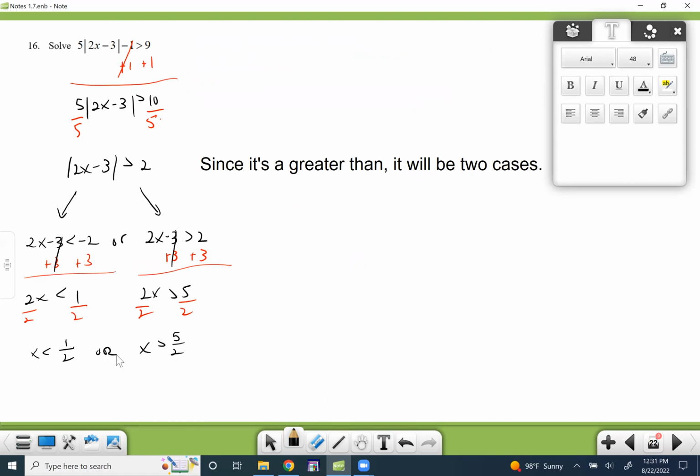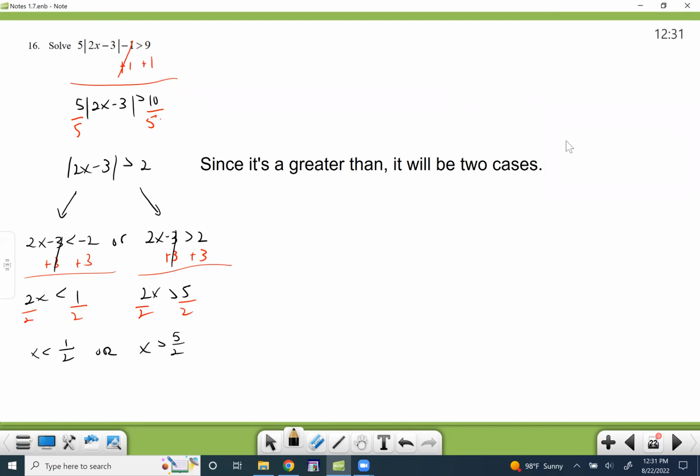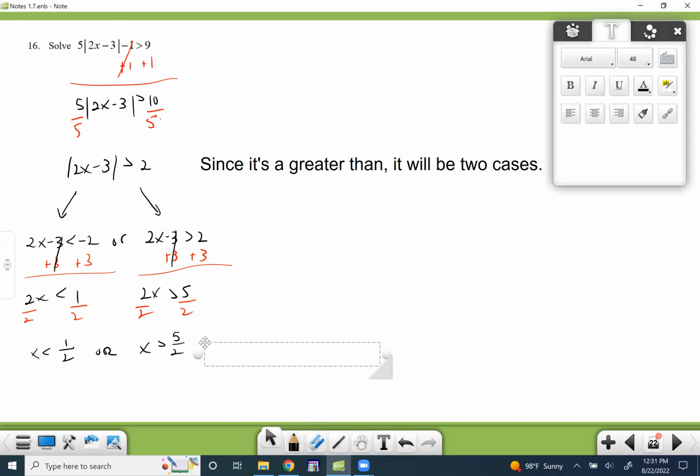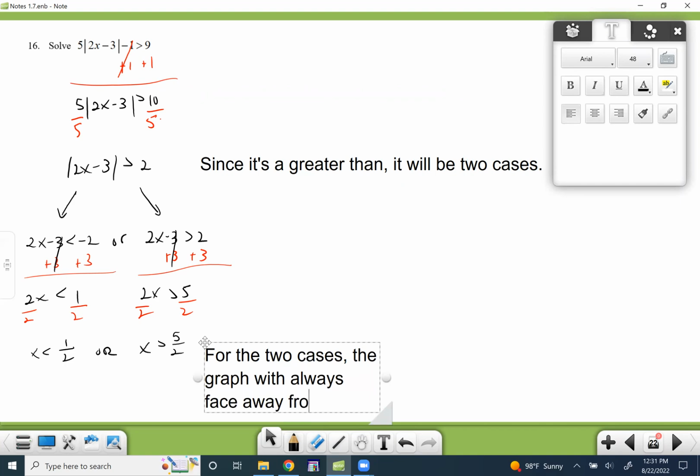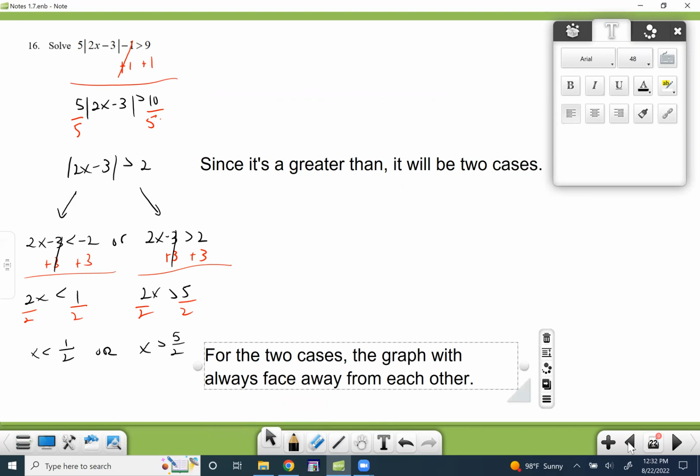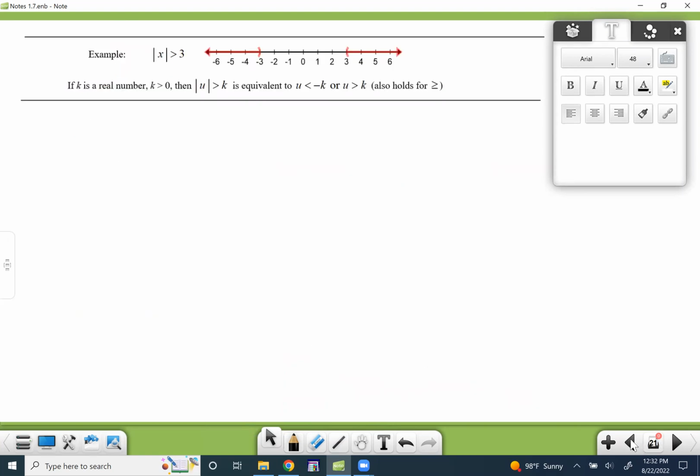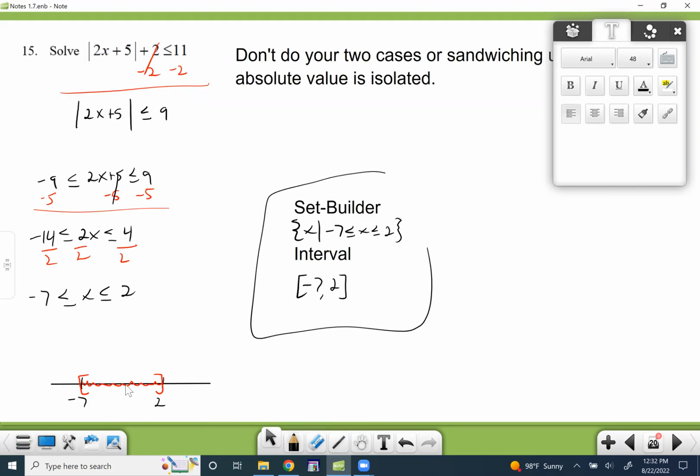Okay. So this goes back to what we did earlier, right? And by the way, with absolute values, for the or case, the graphs will always face away from each other, unlike with the and case. All of our graphs, if you think about it, went towards each other.